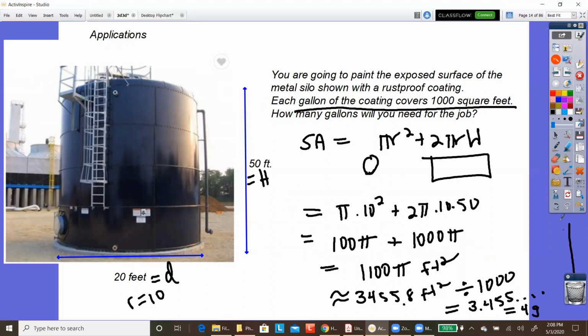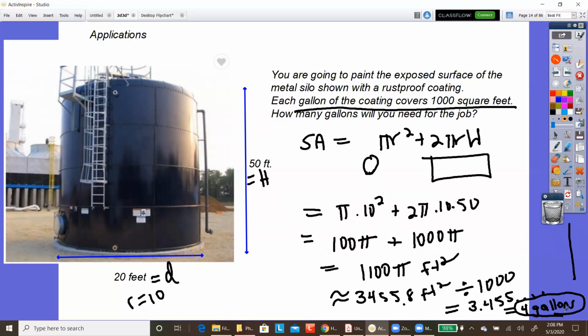I know what you're thinking, that does not round to 4. It's not a matter of rounding, it's a matter that you can't buy a fraction of a gallon. Assuming it's only sold by the gallon, you're going to have to buy 4 gallons to have enough for your job. Okay, so that should get you through this section's homework on surface area.